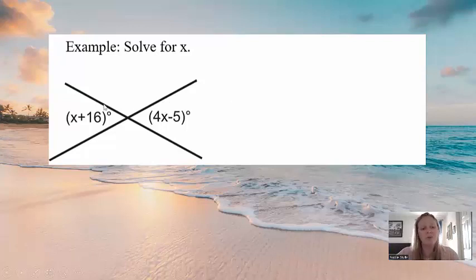And this is a typical problem that you would see regarding vertical angles. So the key is to notice we have crisscrossing lines. These angles are directly across from each other, so therefore they are vertical, hence they are equal. That means we're going to set them equal to each other, and then we're going to solve for x.